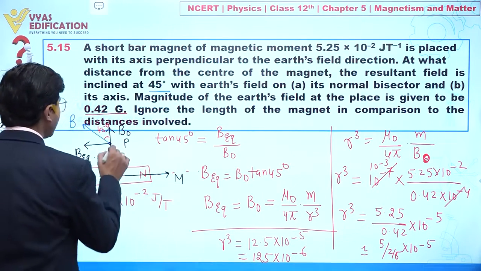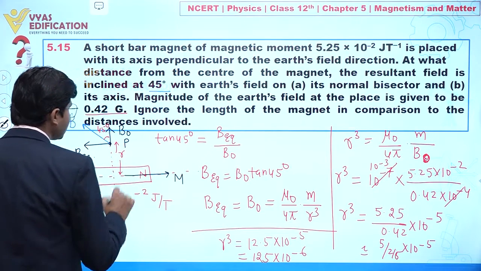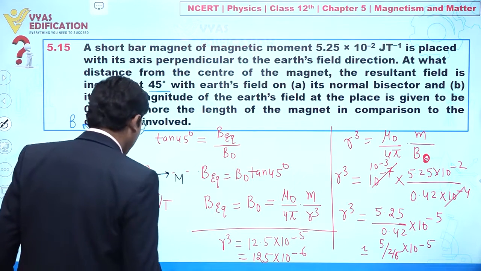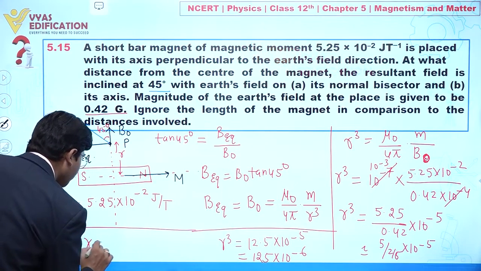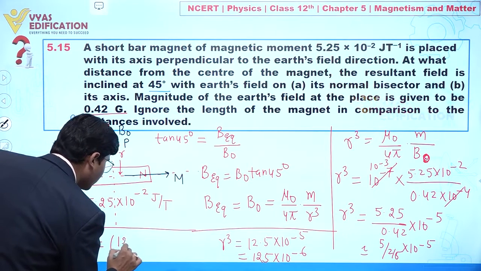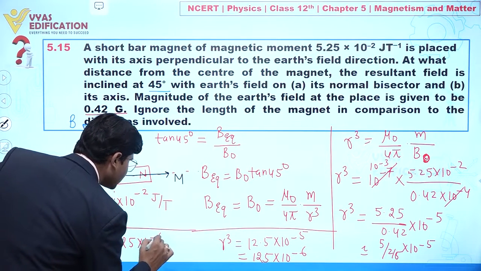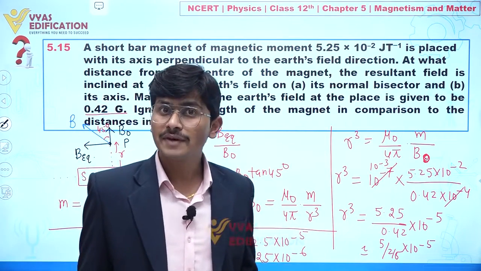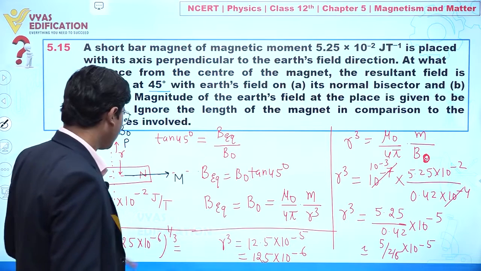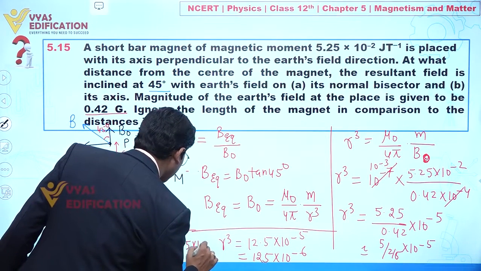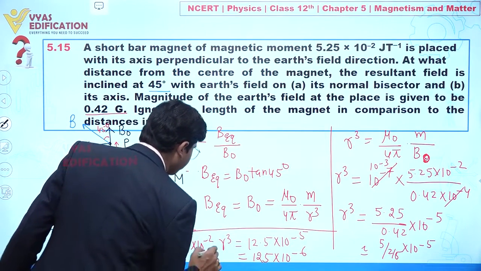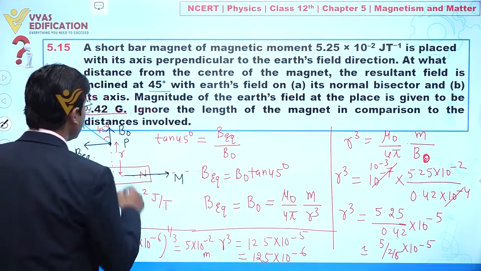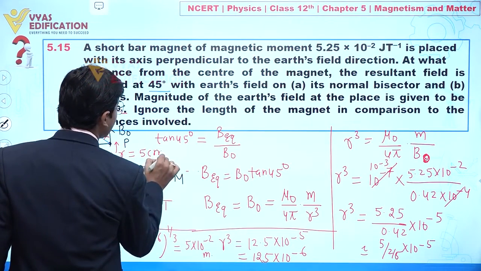Yes. What is the value of R? R is the distance of point P from the center of this short dipole. Clear? So we can write like this. R is given by 125 into 10 to the power minus 6, to the power 1 by 3. Clear? So the cube root of 125 is 5. So we can say this is 5 into 10 to the power minus 2 meter. Or you can also write this as 5 centimeter. Clear? So here we are getting R equal to 5 centimeter.